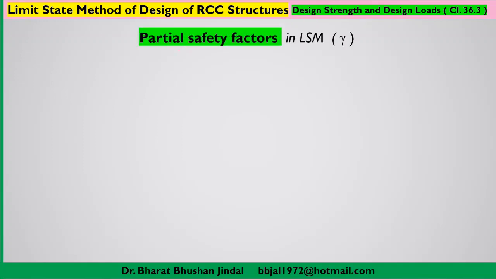First of all, partial safety factor in limit state method, and symbolically we will write it as gamma. Now first of all, partial safety factor for material. You may understand that here we are going to take partial safety factor different for material as well as for load. So first of all, this is gamma m. Gamma is partial safety factor and m is used to indicate the material. So gamma m is partial safety factor for material.